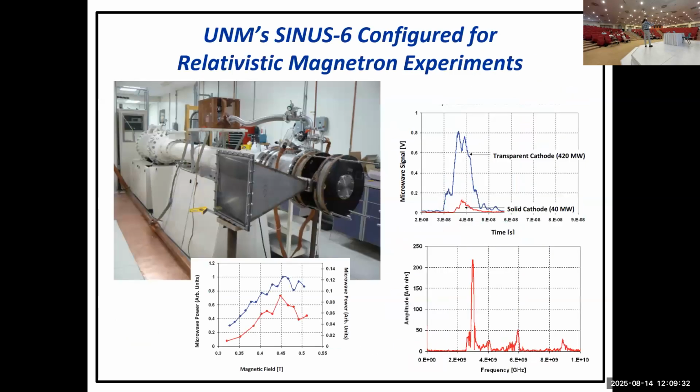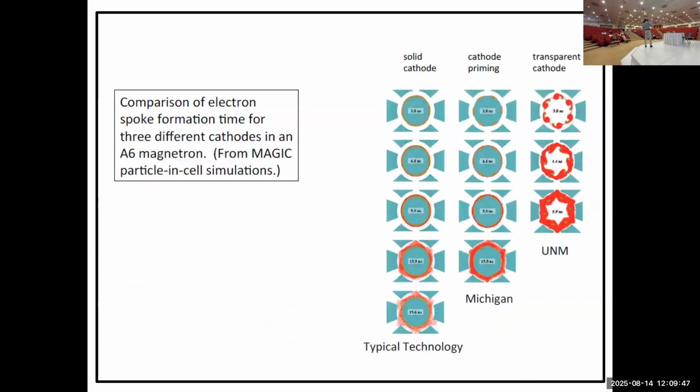Let me go back here. On the CNS machine, which has a 16 nanosecond pulse, we were able to get RF, even though the pulse is very short. If you have a solid cathode, the generation is not going to start. So this is the comparison with the solid cathode.